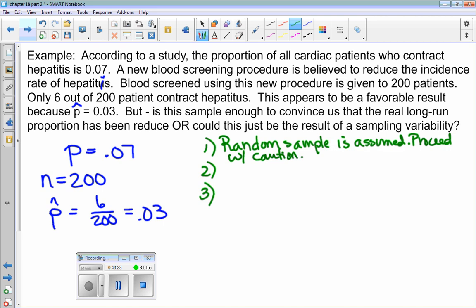Okay. What's the second condition? So, well, don't just say yes. Use numbers. 200 is less than what? Of all cardiac. Thank you for saying that. All cardiac patients who contract hepatitis. Nice.